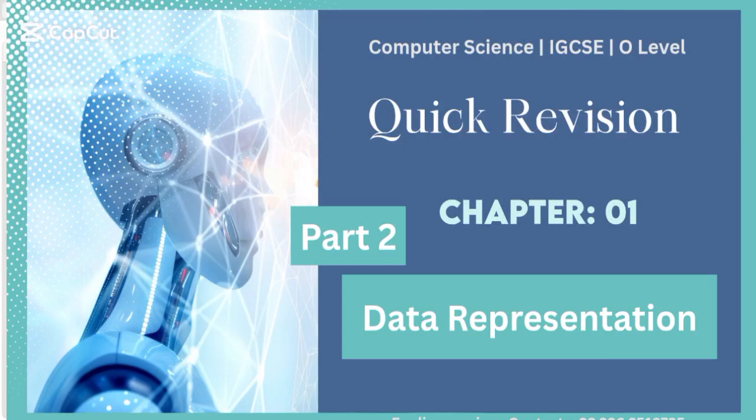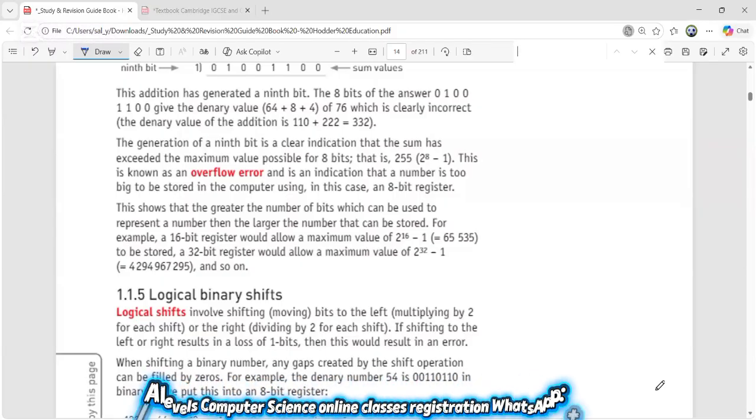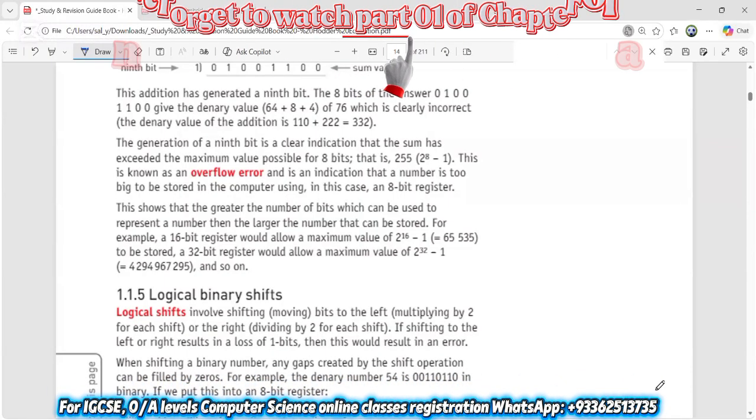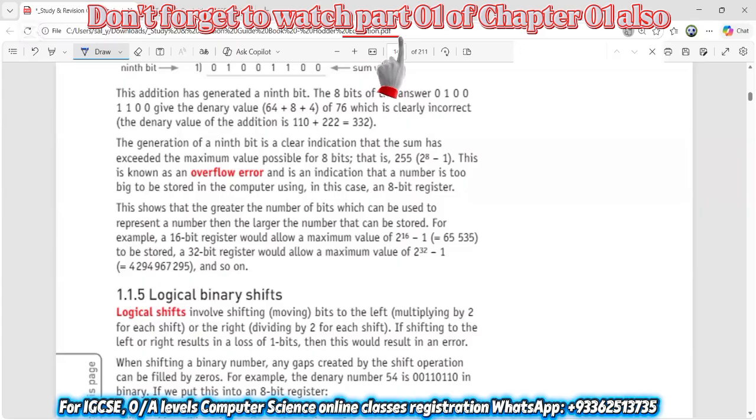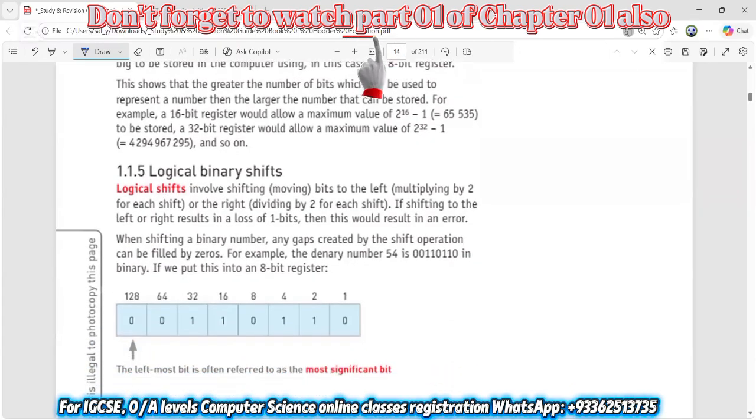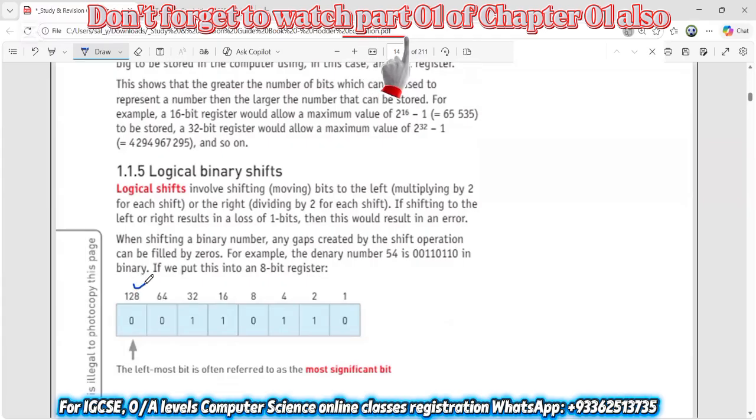Now, the next very important topic that we need to know from chapter number 1 is logical binary shift. And for that, the very first term that we need to know is left shift and right shift. When left shift is being done, it means that the bits on the left hand side are going to be moving out of the byte.